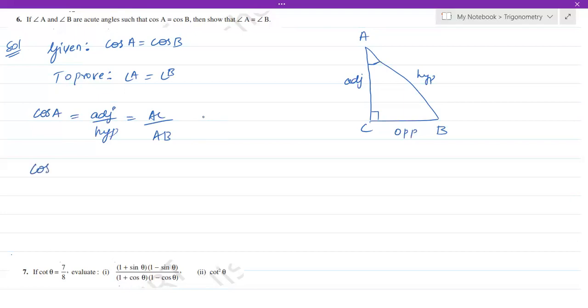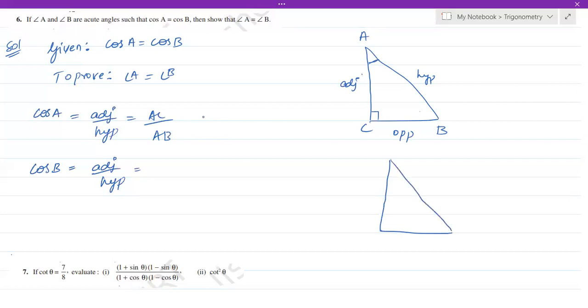Now let's take cos B. Now if I take cos, again cos is defined as what? Cos is always defined as adjacent by hypotenuse. Now the angle is at B, instead of A. The angle is here. Let me take a different figure itself. This becomes adjacent and this becomes opposite. Let me take one more triangle. It's the same triangle, just to show the difference.